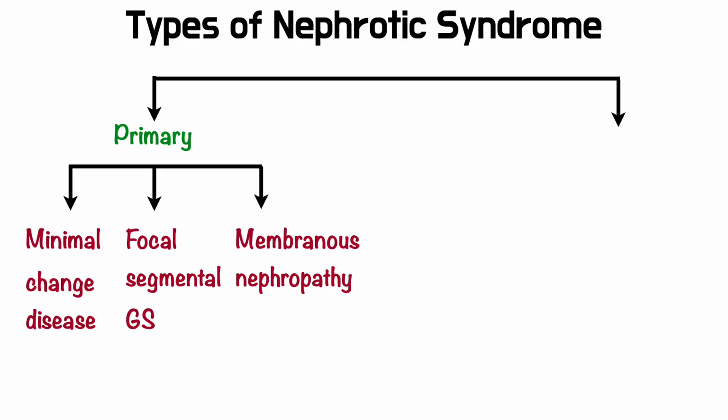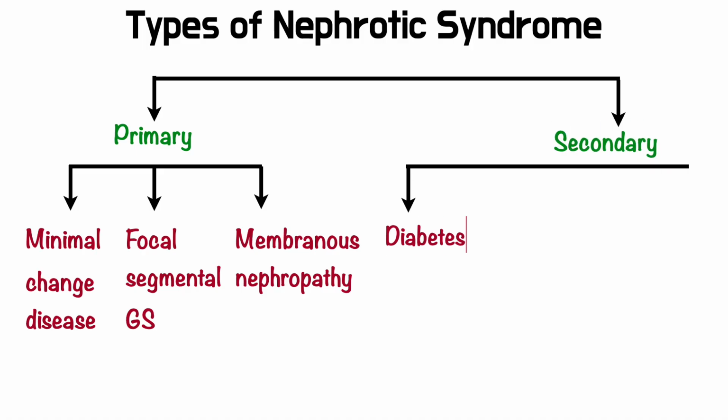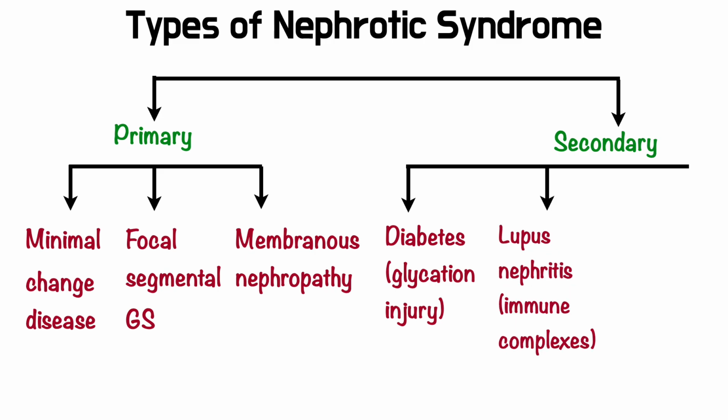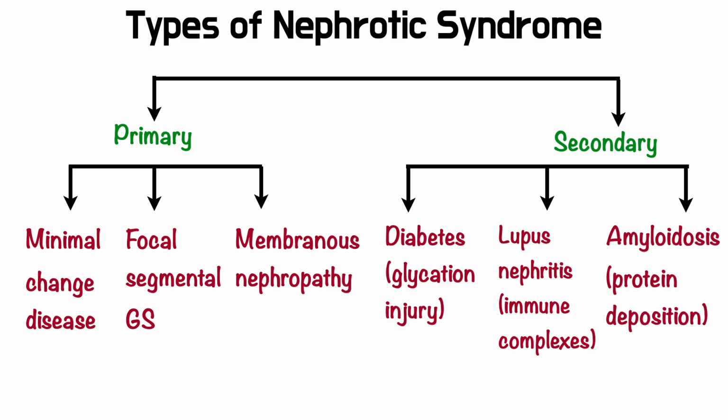And in the secondary causes, there is diabetes first, and diabetes will lead to nephrotic syndrome via glycation injury, and in lupus nephritis there is immune complex deposition, and in amyloidosis there is protein deposition. So these are the types of nephrotic syndrome.